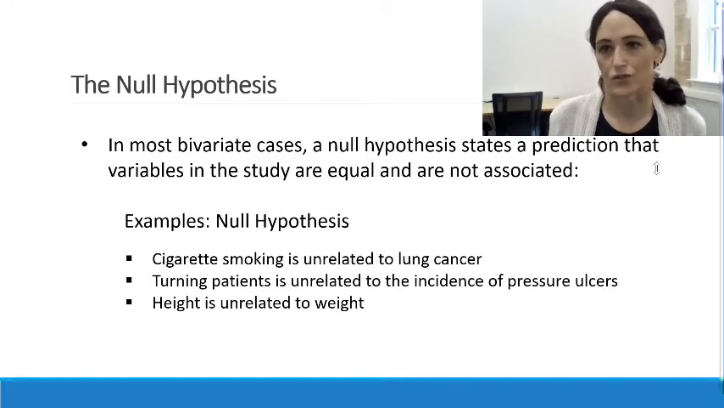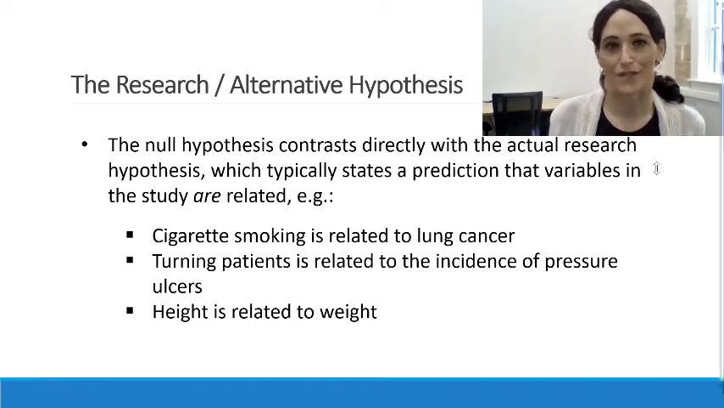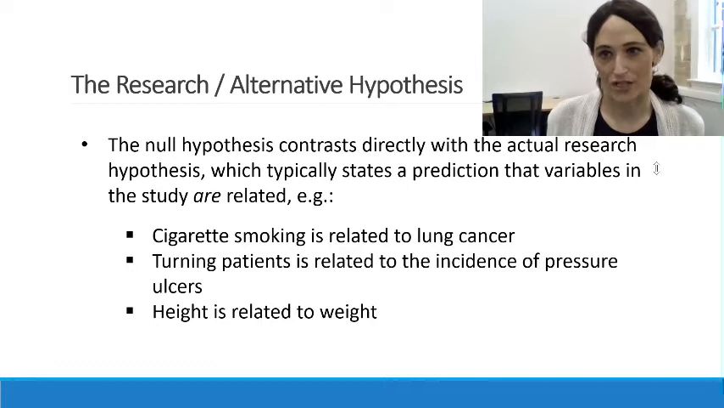Well, we're trying to set up a test that will tell us how likely it is that there is actually no difference. How likely is it that the null hypothesis of no difference is true? The logic of it is a little bit backwards, which is going to be a leap for some of you, but there is some solid ground here, because our research or alternative hypothesis is the direct contradiction of the null hypothesis. We would say that cigarette smoking is related to lung cancer. Turning patients is related to the incidence of pressure ulcers. Height is related to weight. Those might be our hypotheses.